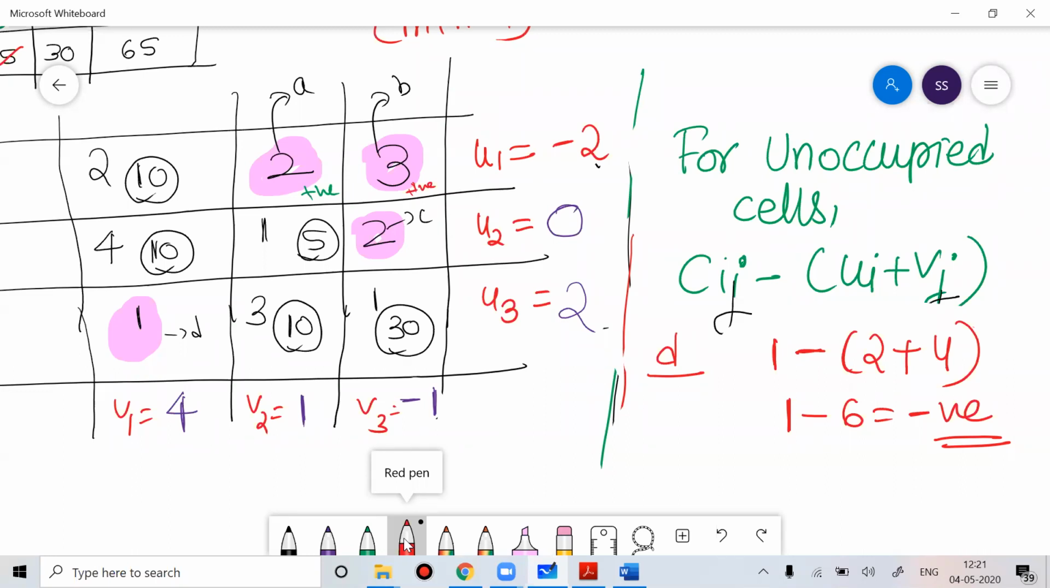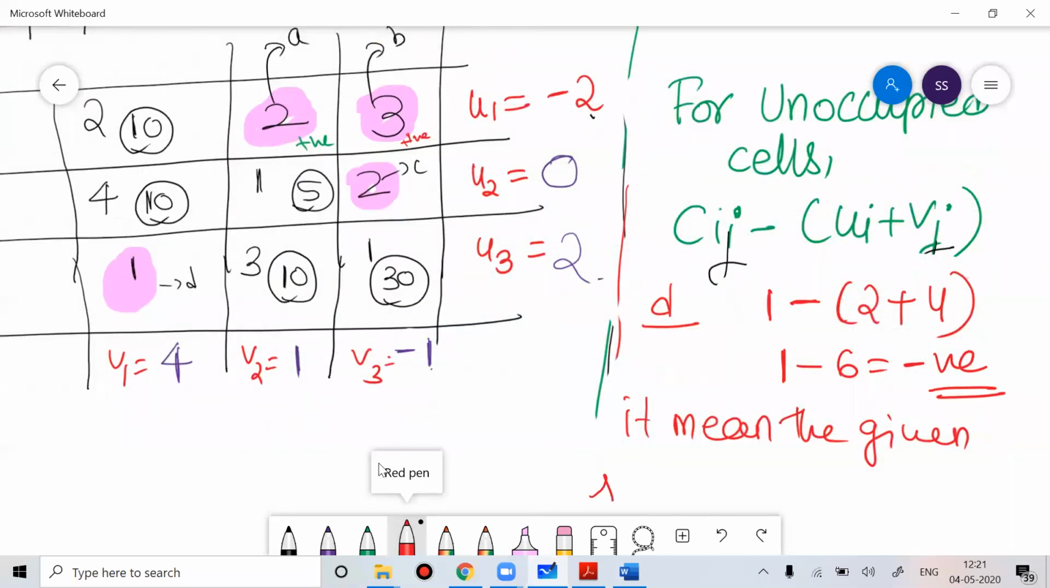You can see the solution. You got everything positive, D is negative. So because D is negative, it means the given solution is not optimal.